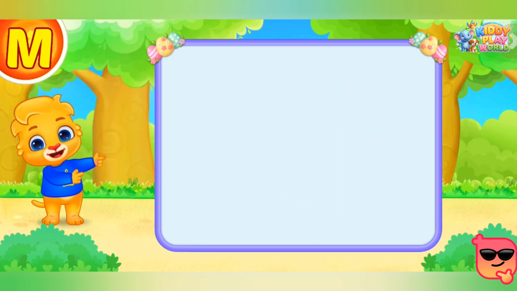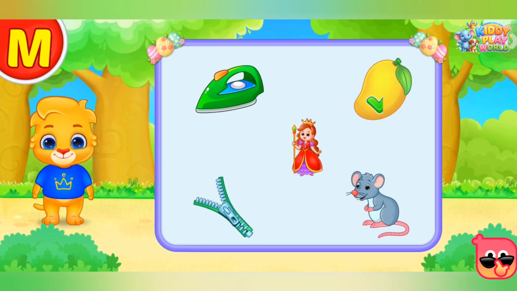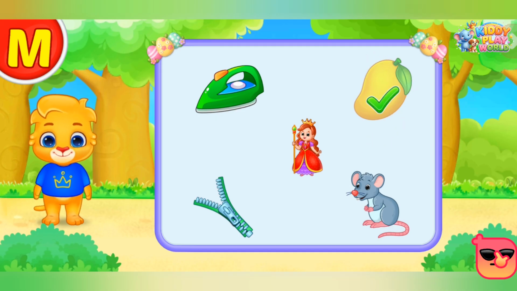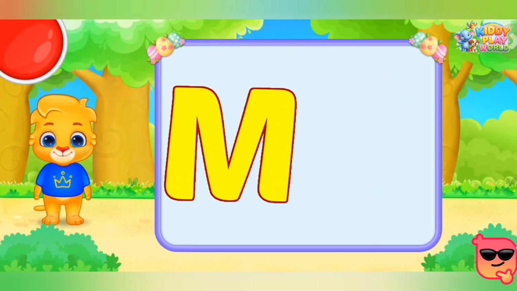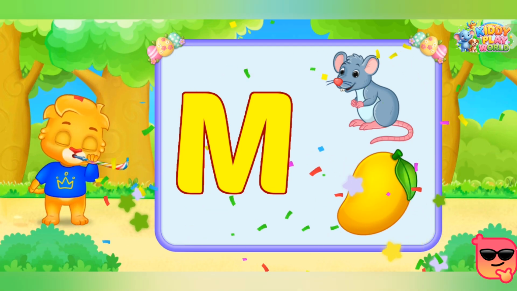Tap the picture that starts with letter M. M is for mouse. M is for mango. Well done!